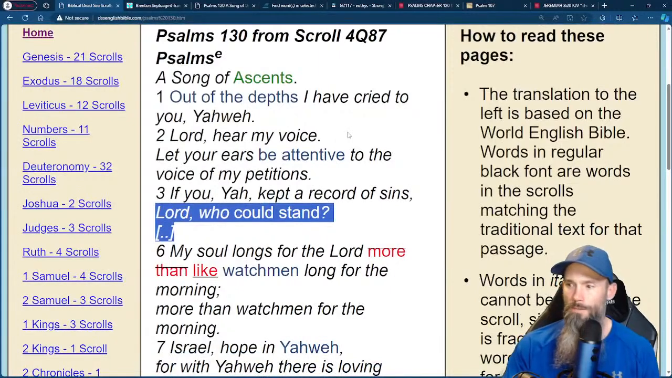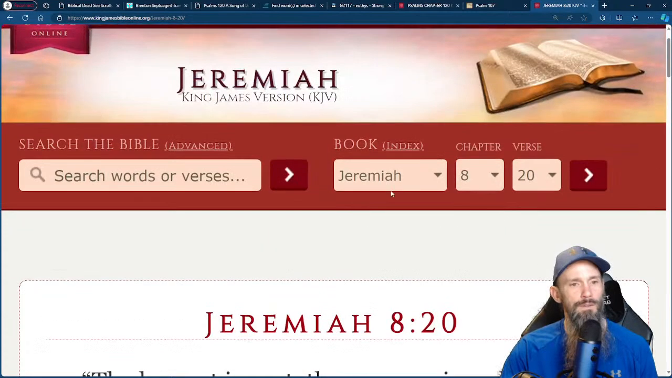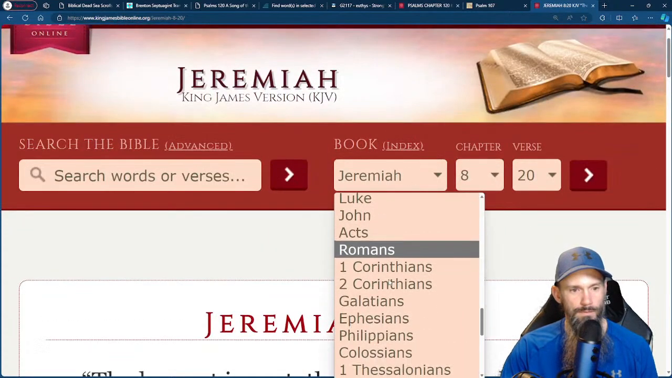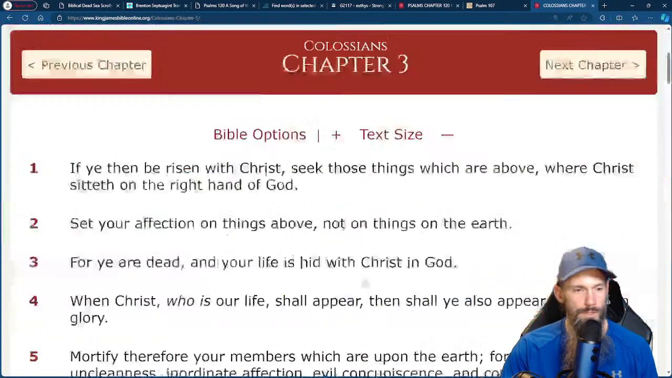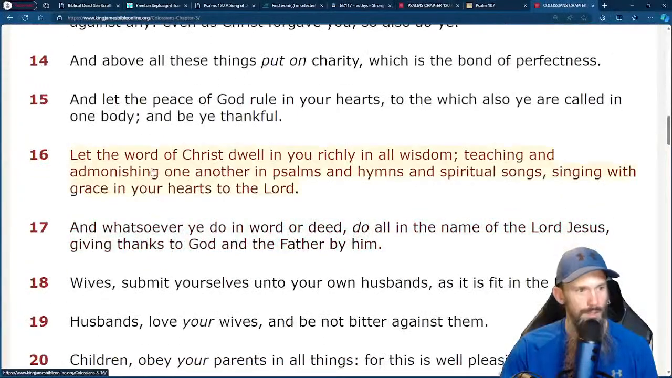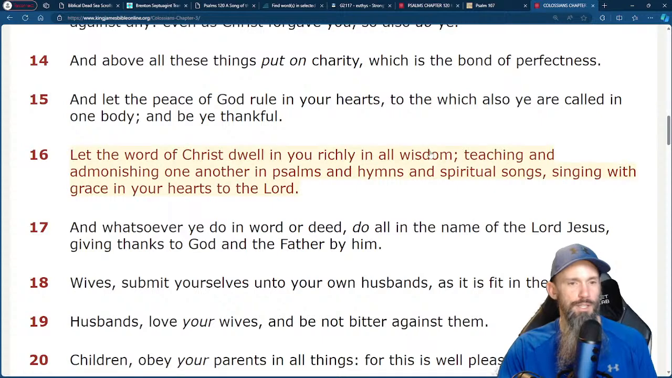So, Psalm 130. Trust Yah. I did a study on the book of Psalms. I was led to Colossians 3:16. Let's go look at that. I love all the scriptures. 3:16. Let the word of Christ, anointed one, the Messiah, dwell in you richly in all wisdom, teaching and admonishing one another in psalms and hymns and spiritual songs, singing with grace in your hearts to Yahuwah. Beautiful.